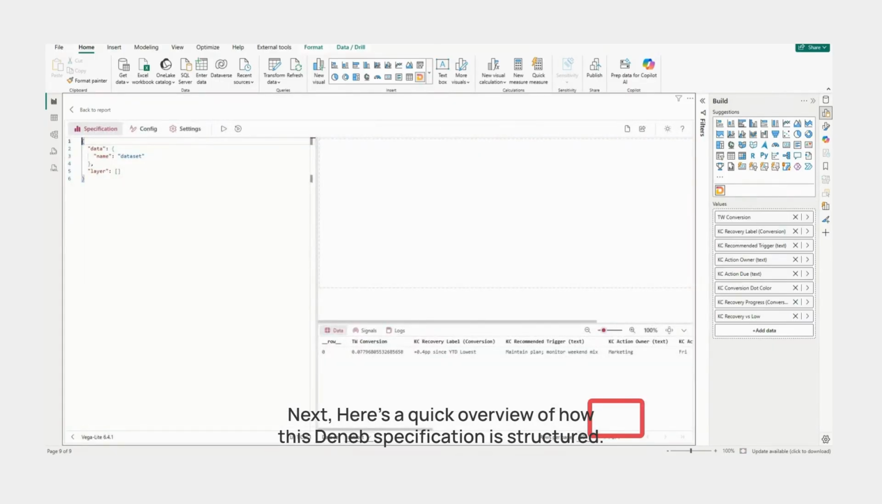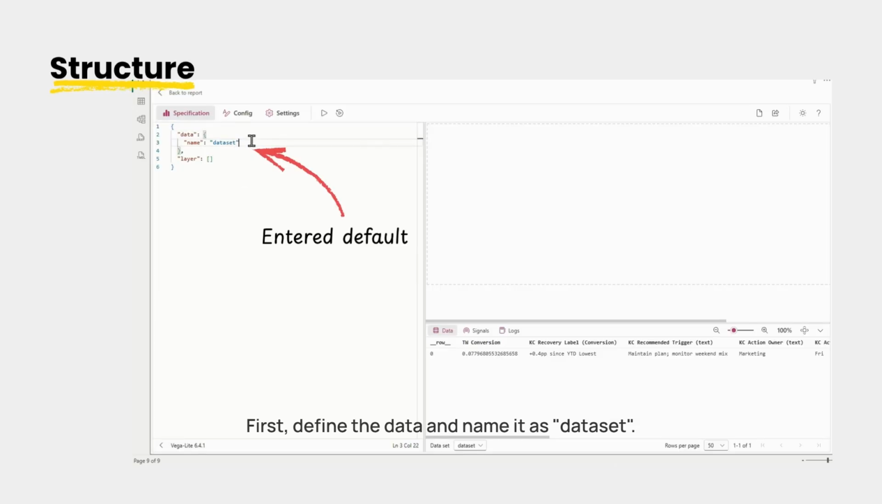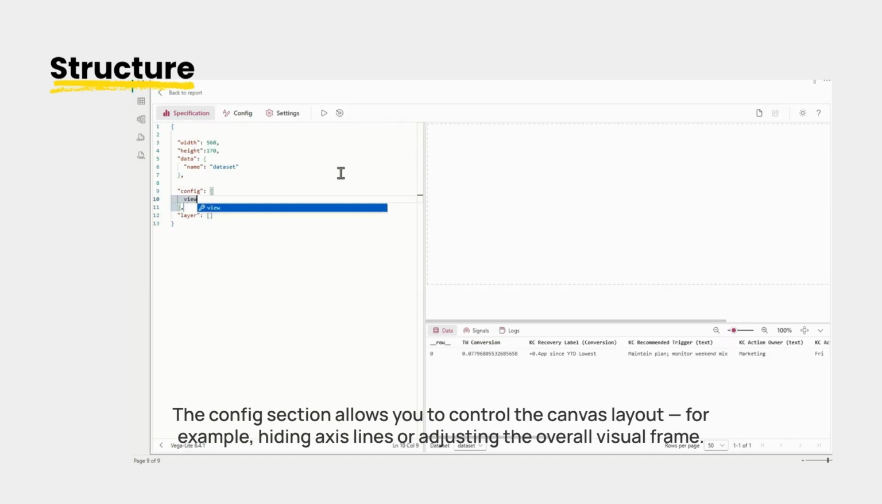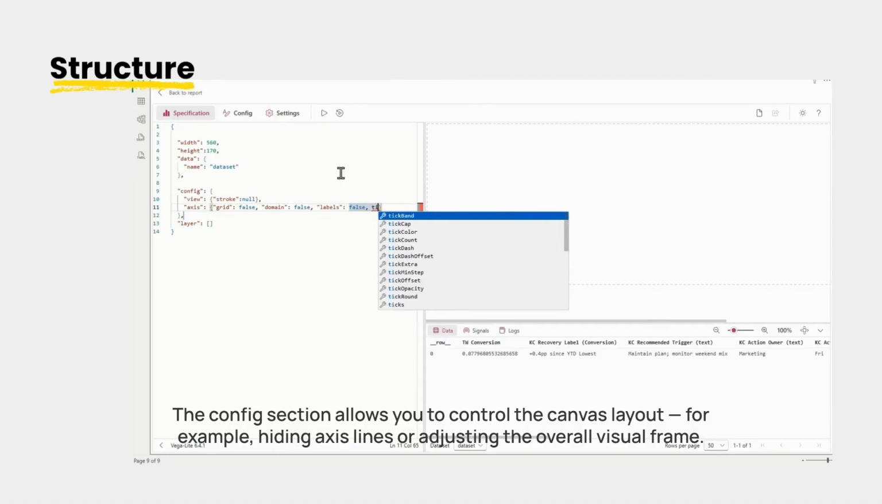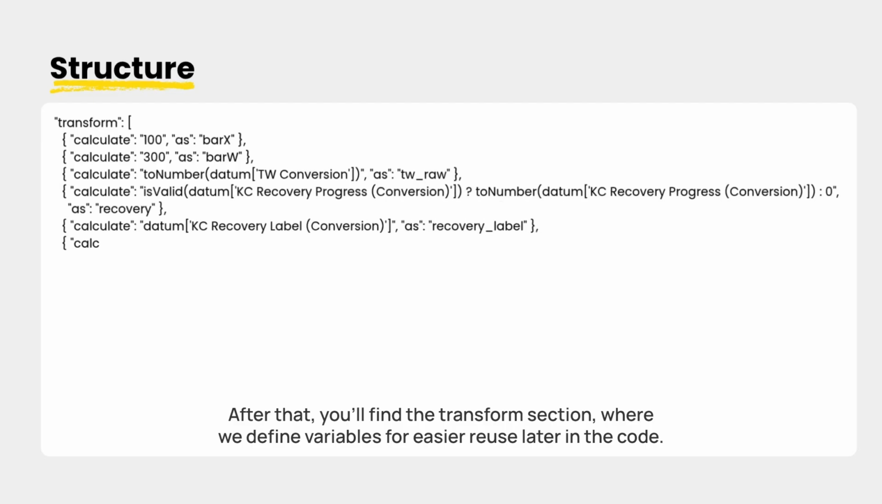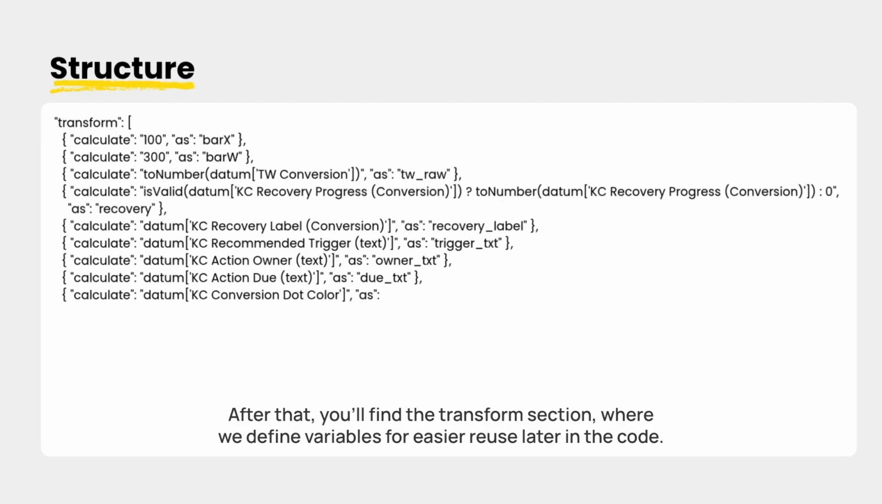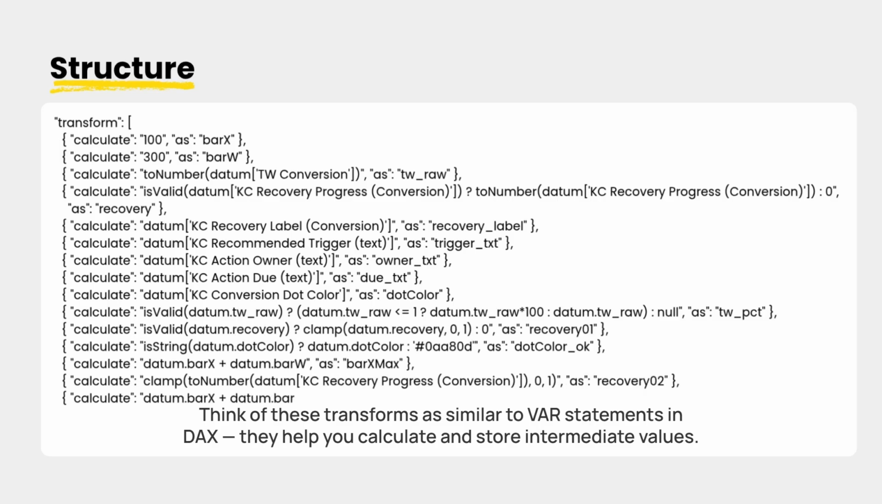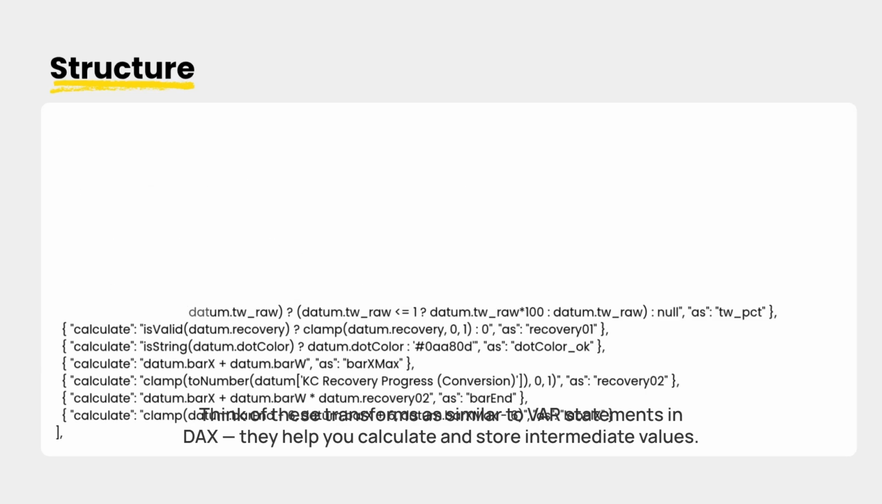Next, here's a quick overview of how this Deneb specification is structured. First, define the data and name it Dataset. Next, specify the canvas size in pixels using the width and height properties. The Config section allows you to control the canvas layout, for example, hiding axis lines or adjusting the overall visual frame. After that, you'll find the Transform section, where we define variables for easier reuse later in the code. Think of these transforms as similar to VAR statements in DAX. They help you calculate and store intermediate values.